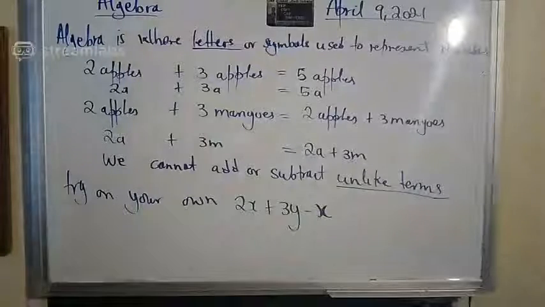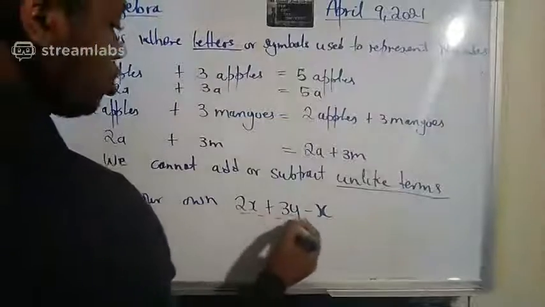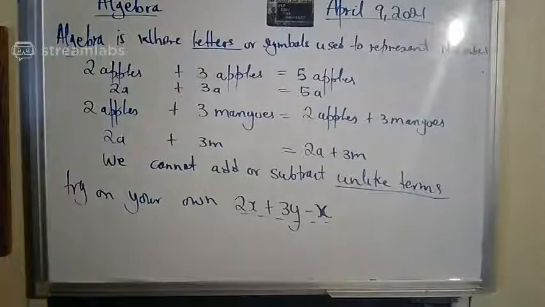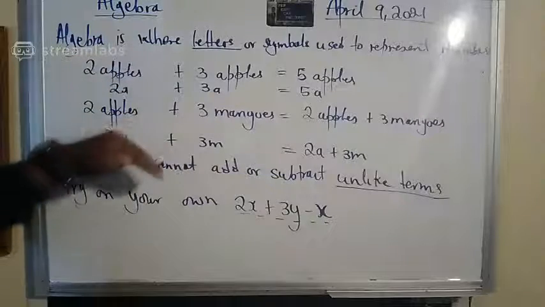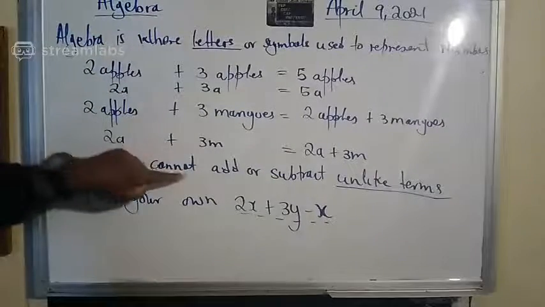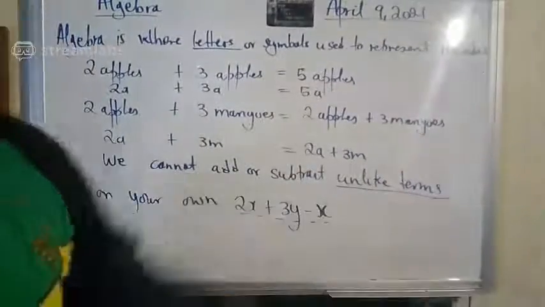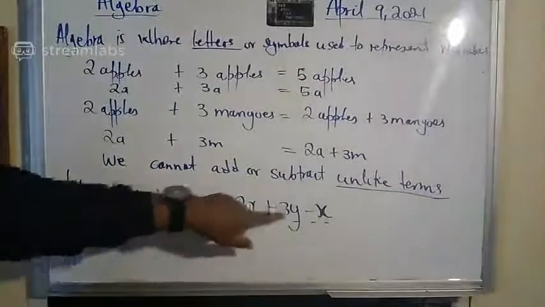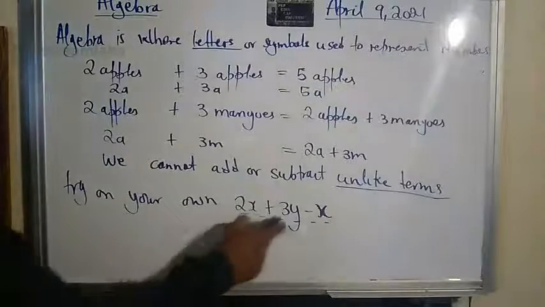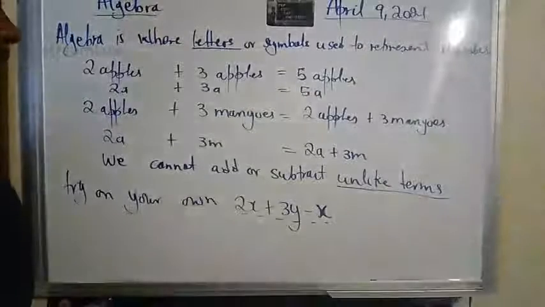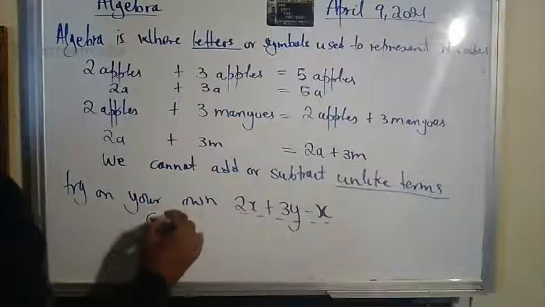Alright. 6. See, go back to the same thing that we just discussed earlier. This is the most important thing. This is the rule. We cannot go above the rule. We cannot add or subtract unlike terms. X and Y, are they the same? No. So you can't add X and Y. So what we have to do is group the like terms.